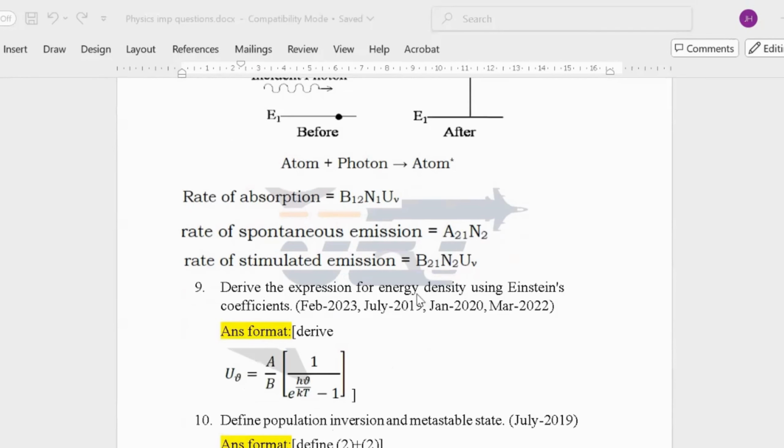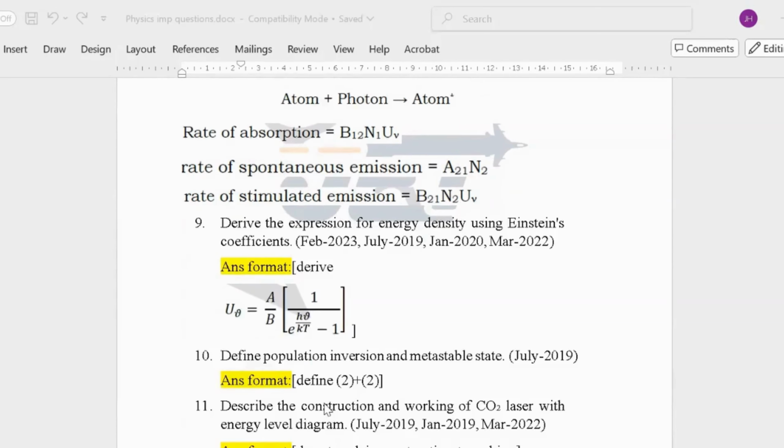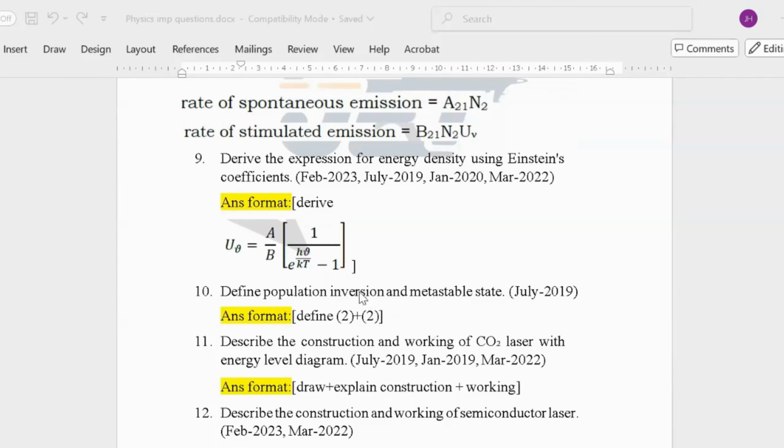Derive the expression for energy density using Einstein's coefficient. Okay, this is what you're going to derive. Okay, going to the next question. Define population inversion and metastable state. Right? So the definition of population inversion will be for 2 marks and metastable state will be for 2 marks. Totally, you might get it for 4 marks. So you have to segregate it in this way, right?